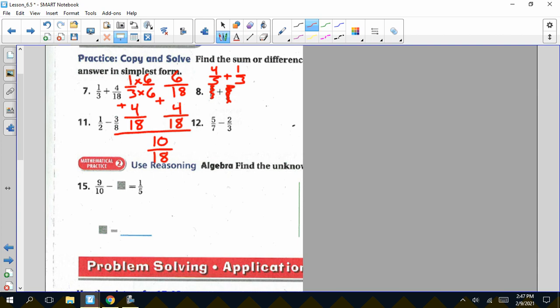Before I can say I'm done, I have to check to see if it's in simplest form. Can you think of a number that goes into both 10 and also goes into 18? So what number can multiply to give you 10 and also can multiply to give you 18? Because that's what we're going to divide it by. 2 goes into both 10 and 18 because 10 and 18 are both even. It will always go into it. 10 divided by 2 is 5. 18 divided by 2 is 9. And nothing goes into 5 or 9 except 1. So that is in simplest form.